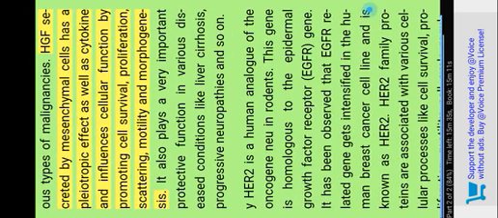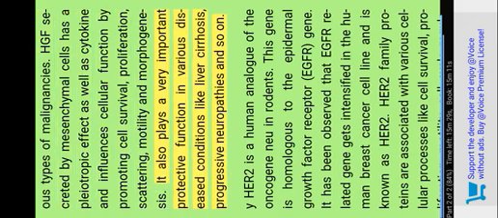The proto-oncogene receptor tyrosine kinase c-MET and its ligand hepatocyte growth factor, HGF, have been reported to be associated with various types of malignancies. HGF secreted by mesenchymal cells has a pleiotropic effect as well as cytokine and influences cellular function by promoting cell survival, proliferation, scattering, motility, and morphogenesis. It also plays a very important protective function in various disease conditions like liver cirrhosis, progressive neuropathies, and so on.